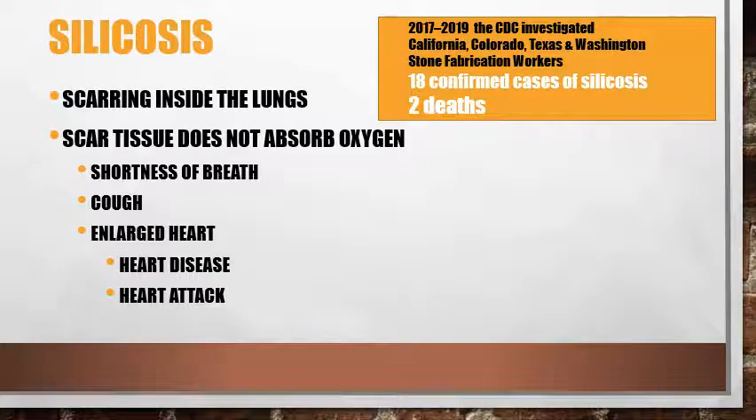Another result of breathing silica dust is silicosis. Silicosis starts with the scarring inside the lungs from the sharp pieces of silica being breathed in and the scar tissue not absorbing oxygen. But what silicosis does is it causes you to not be able to inhale enough oxygen to properly function in your body. So you have a shortness of breath constantly. It can lead to a cough, but that lack of oxygen causes the heart to try to overcompensate for the lack of oxygen. This leads to the heart muscle enlarging, which can then lead to heart disease and heart attack.